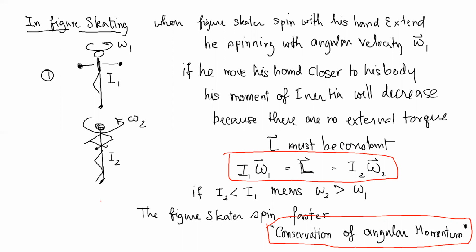Now, if he pulls his hands toward himself, his moment of inertia decreases, and to conserve the angular momentum, his speed of rotation will speed up. If you watch a rerun of the Winter Olympics, you will see this in figure skating. And this is called conservation of angular momentum.